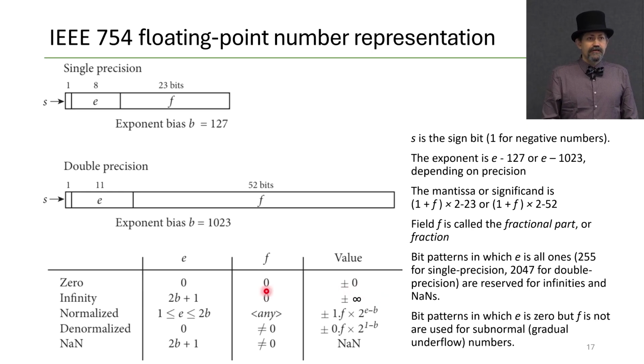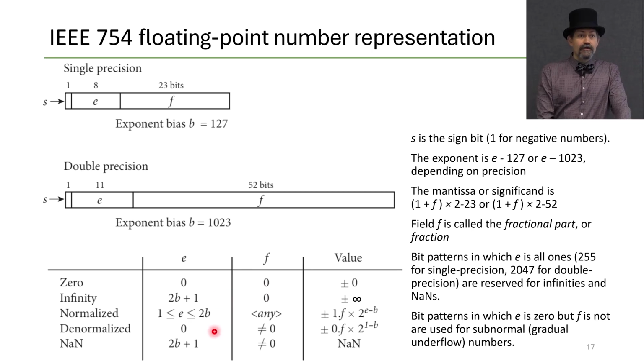This is used when the exponent is twice the bias plus 1. So the bias is 127. So twice the bias plus 1 will be 255. That's the highest possible number. We can't use this exponent to represent an actual number, as we reserve it for plus or minus infinity. Our normal numbers are for exponents between 1 and 2b.